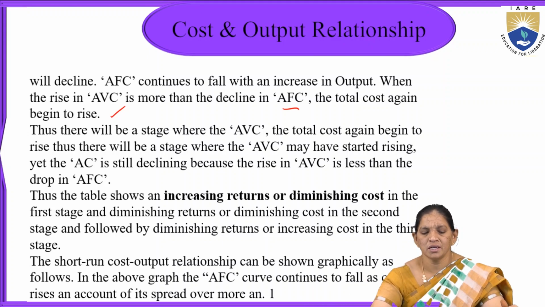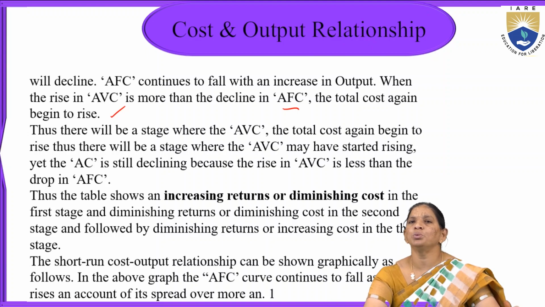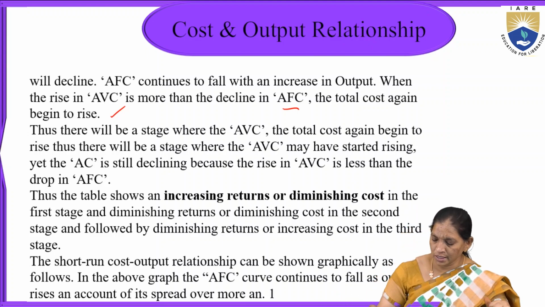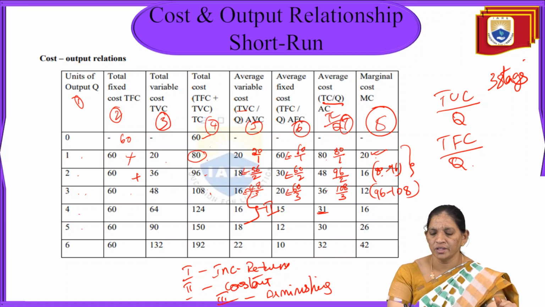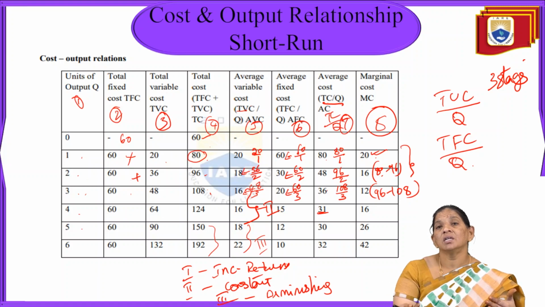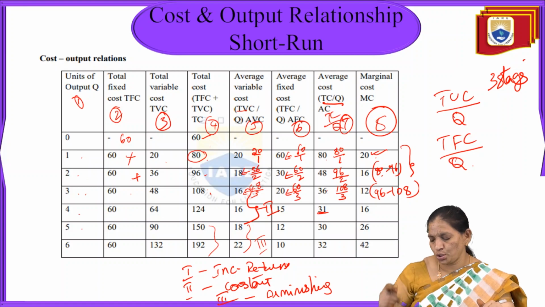So here we can say that average variable cost and total cost again begin to rise, where average variable cost also increases. So we can see in the table that average fixed cost, average total cost and average variable cost increase. So here we can identify that once again there was a total increase, means the third stage. So the cost was increasing, means the output was diminishing here. So the total cost once again started to rise.